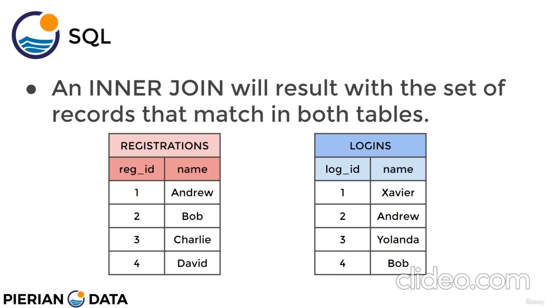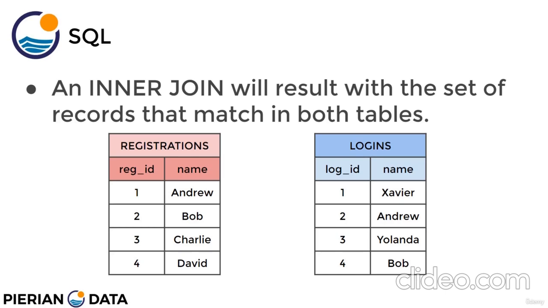So what does an inner join do? An inner join will result with the set of records that match in both tables. So the situation we have right now is in the registrations, we had Andrew, Bob, and Charlie, and David register for the conference. However, the actual day of the conference, when people were logging in, we only had Andrew and Bob show up that actually registered, and then Xavier and Yolanda, who forgot to register, they came in on site and then logged in. And keep in mind here that it looks like Charlie and David registered, but didn't end up showing up to the conference to log in.